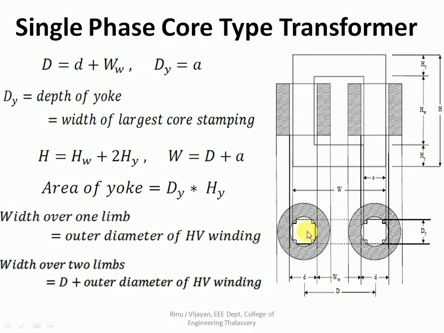From the horizontal cross-sectional view, it's very clear that the core which is used here is a two-stepped one, or we can also say it is a cruciform core, and this portion is indicating the width of largest stamping and it is indicated as small a, and this will be indicating the depth of yoke. The depth of yoke in this case is same as that of the width of largest stamping, that is small a.